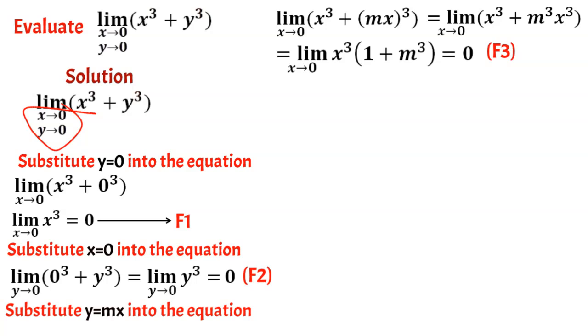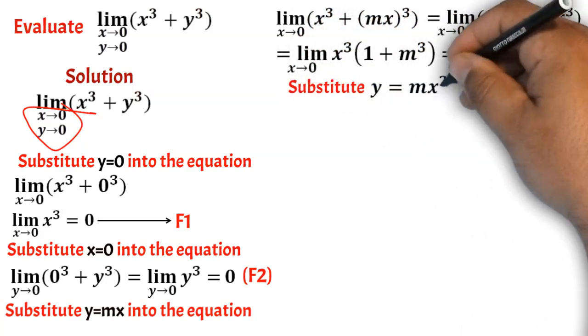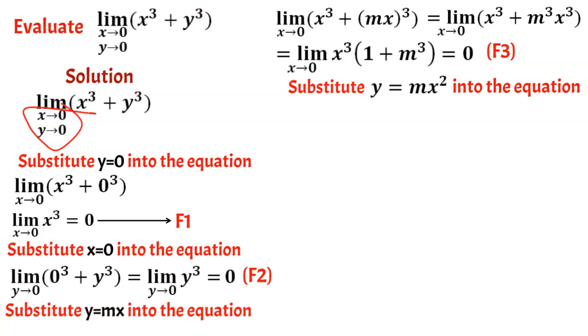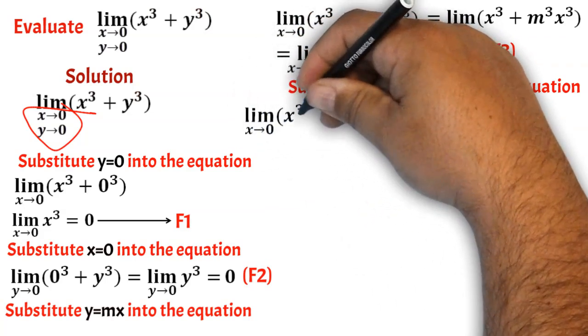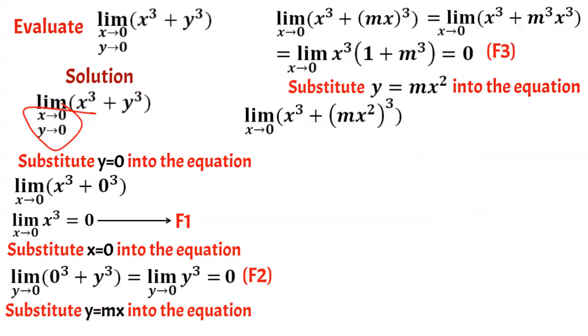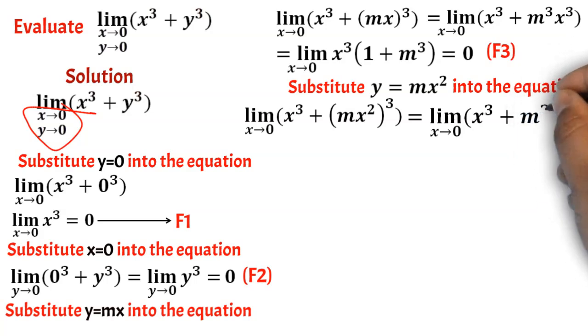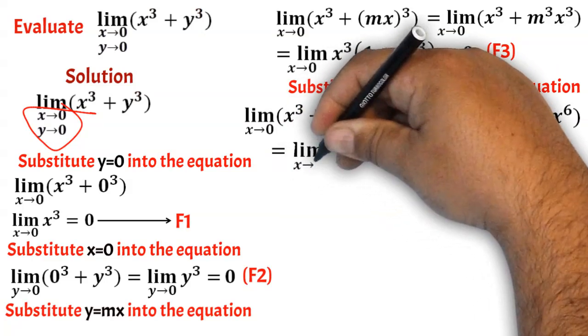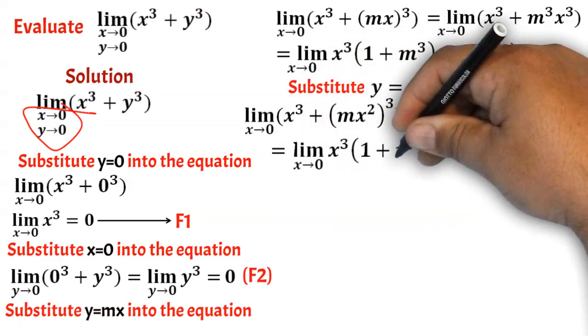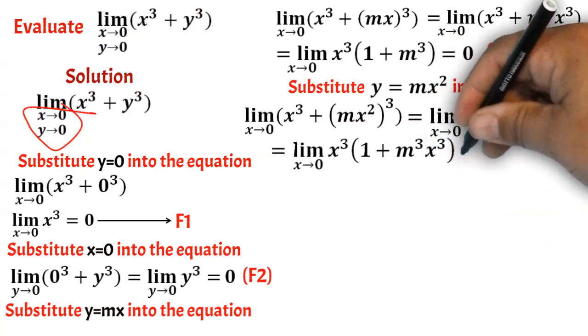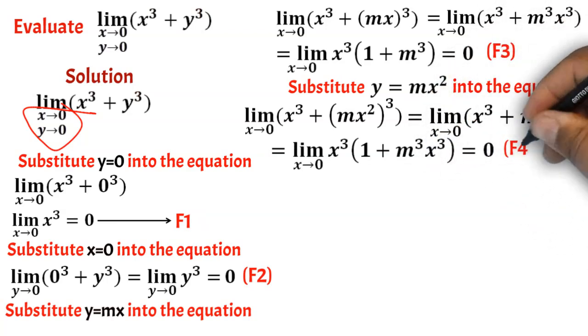Finally, we have to verify with y equals mx squared to ensure that the result holds for all paths. So let's substitute y equals mx squared into the equation. So we have the limit as x tends to 0 of x cubed plus (mx squared) cubed. That is, the limit as x tends to 0 of x cubed plus m cubed x raised to power 6. So we factorize it to have the limit as x tends to 0 of x cubed times (1 plus m cubed x cubed), which equals 0. So let's label this f4 equals 0.